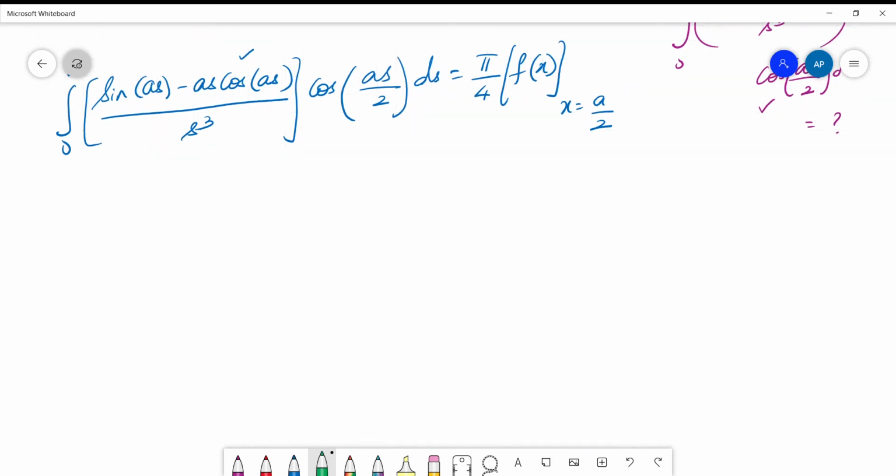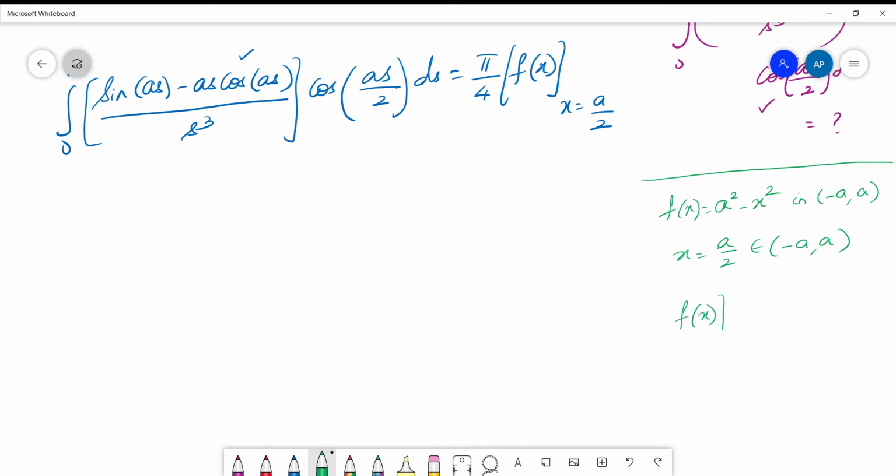So let me go back to my function. What is the given function? F of x is a square minus x square in the interval minus a to a. Now where is a by 2? Don't you agree that a by 2 lies in the interval minus a to a? Yes, indeed it does. So simply substitute x is equal to a by 2 here, and that gives you a square minus a square by 4, or it is 3a square by 4.